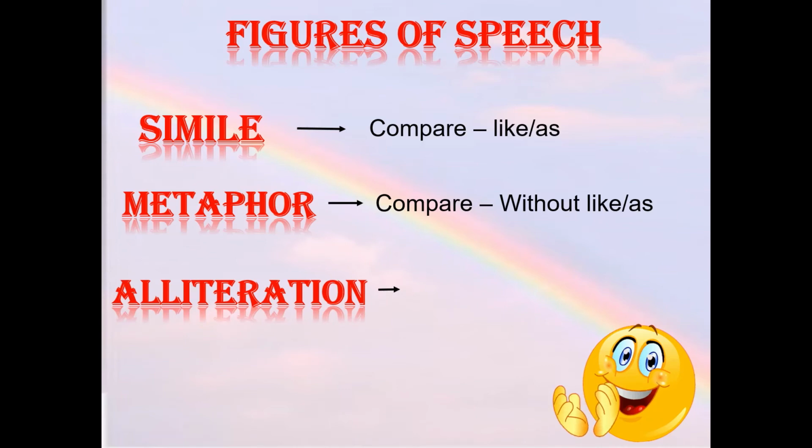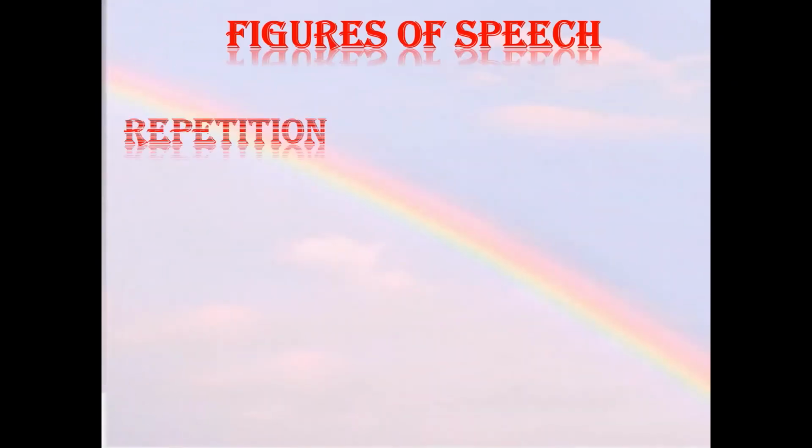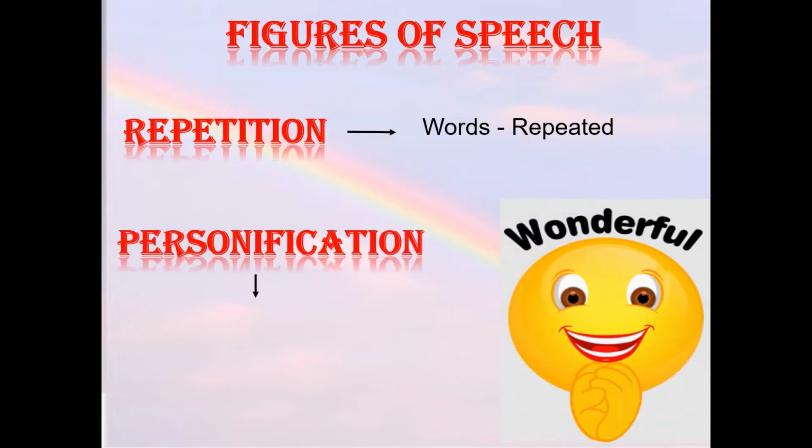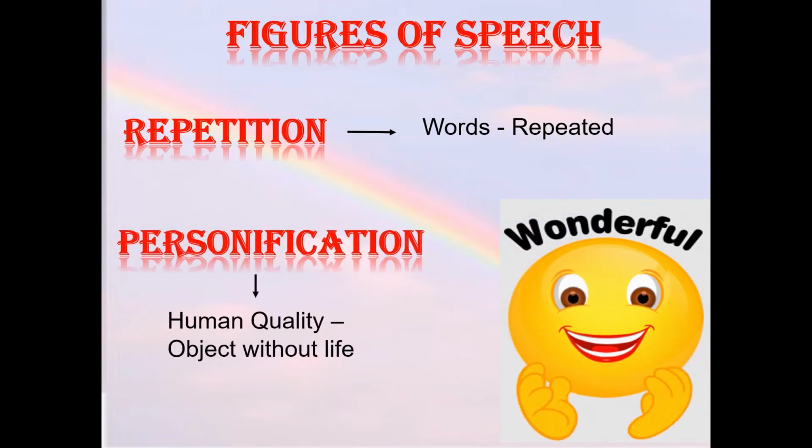Alliteration is when the sound is repeated at the beginning of the word. Repetition is when words or phrases are repeated in a sentence. Personification is when non-living objects are given human qualities. I hope you have all understood the figures of speech that we have done today.